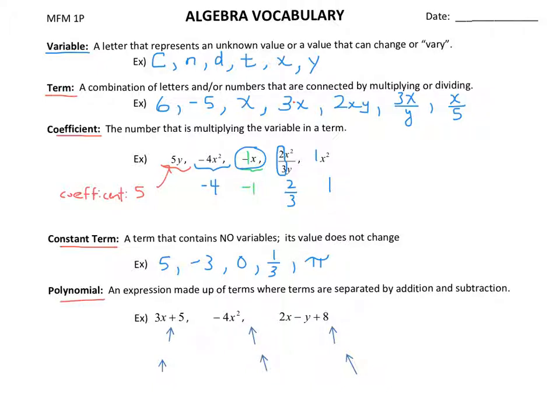Okay, polynomials. Polynomials are just expressions that are made up of terms, and the terms are separated by addition and subtraction. So in the second definition we had up at the top, we didn't have any adding and subtracting, so these were all single terms. I separated them out with the commas, but now down here I have terms that are connected through adding. So 3x plus 5, that is two terms.